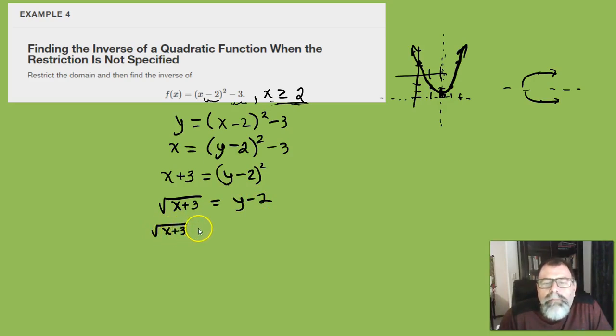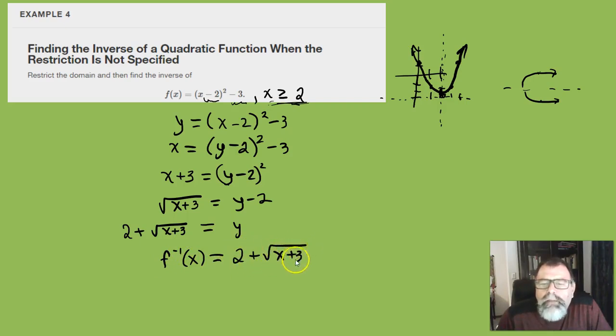Typically, you're going to put the plus 2 out in front. That way you don't confuse if it's under. You can write it behind, but just make sure that it's clear that it's not inside that square root symbol, right? That it's outside. So f inverse of x is 2 plus the square root of x plus 3.